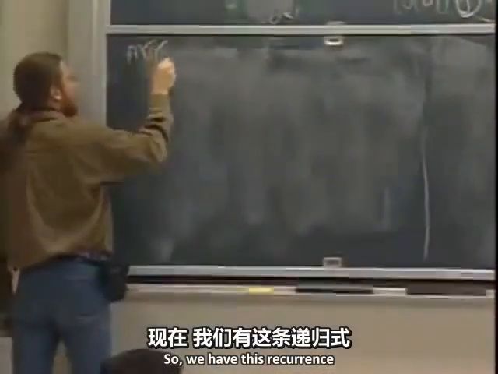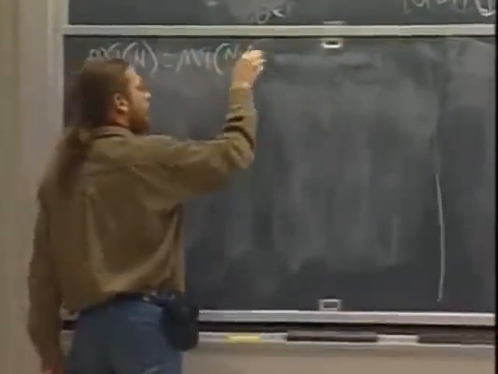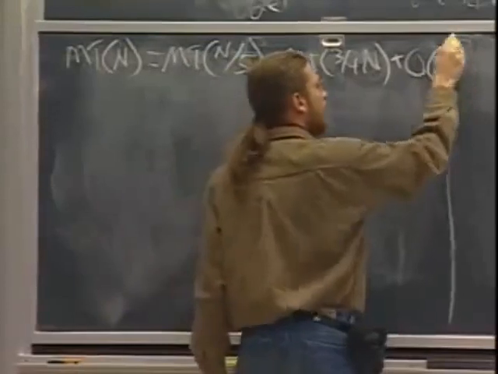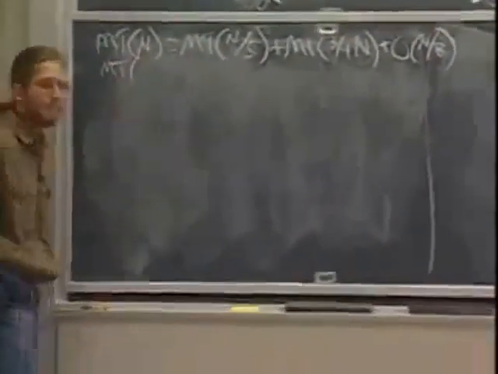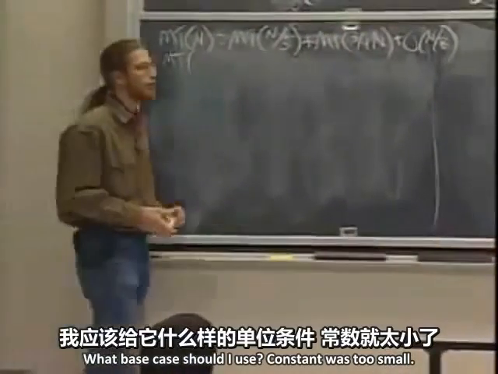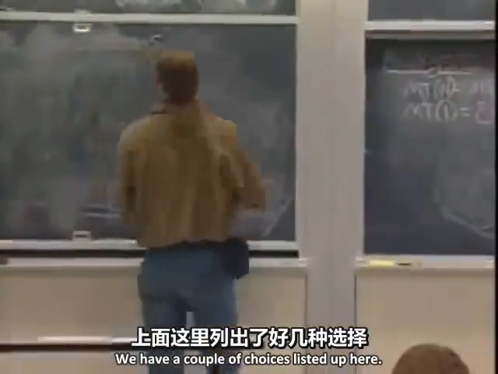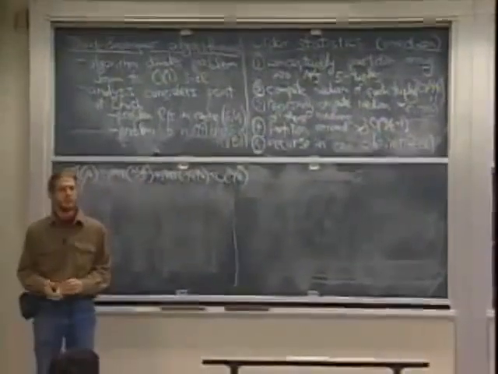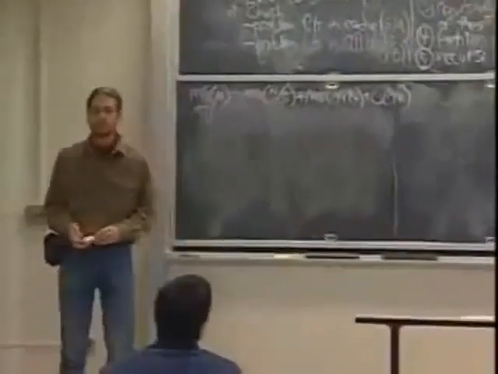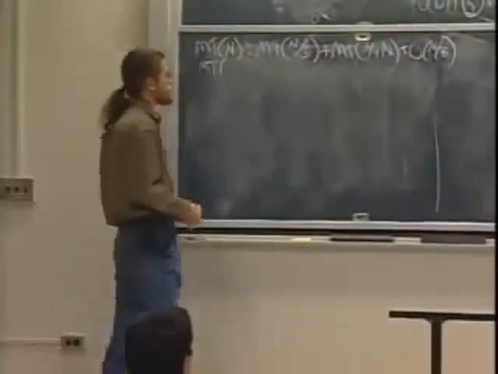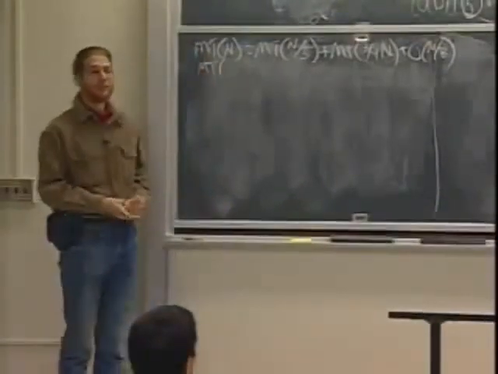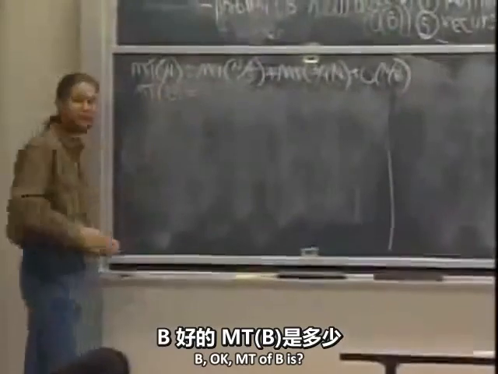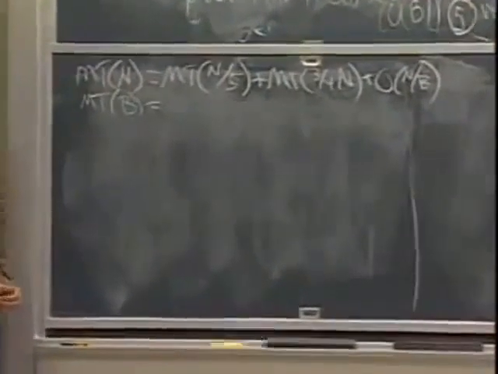So we have this recurrence. What base case should I use? Constant was too small. We have a couple choices listed up here. Any suggestions? B. Okay, empty of B is the hard part.